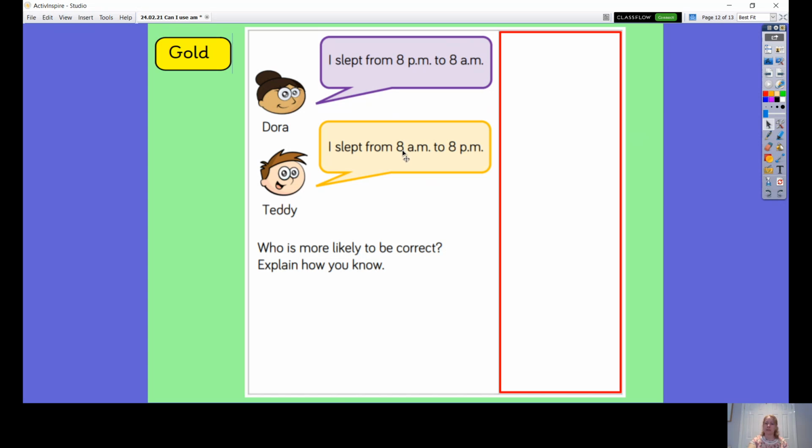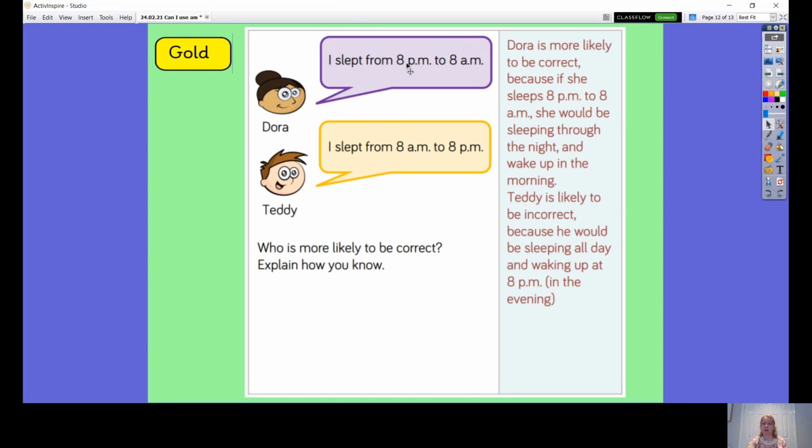Teddy is saying he slept from 8 AM, so he slept from 8 o'clock in the morning to 8 PM in the evening. So Dora is more likely to be correct because she slept through the night, didn't she? Teddy, I guess he could have slept all day, but it's unlikely that he went to bed at 8 o'clock in the morning and slept until 8 o'clock in the evening. So Dora is more likely to be correct.